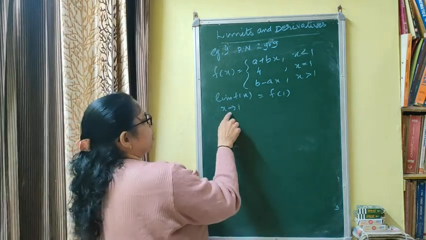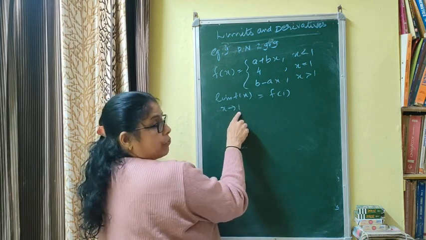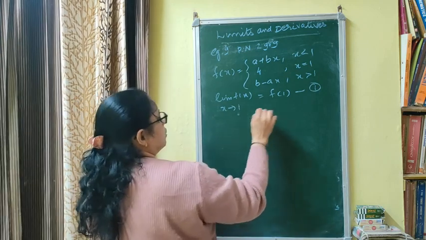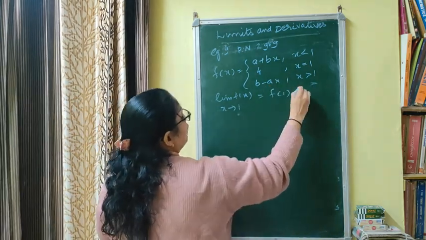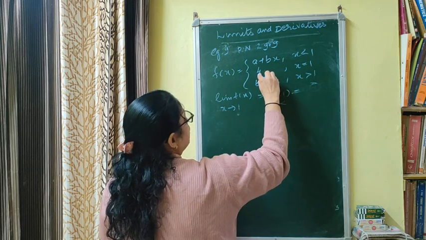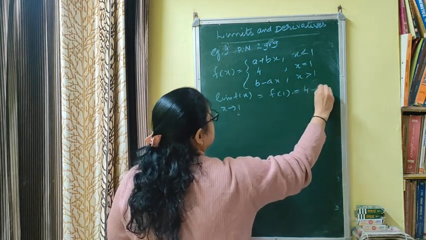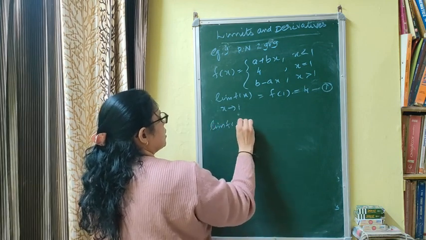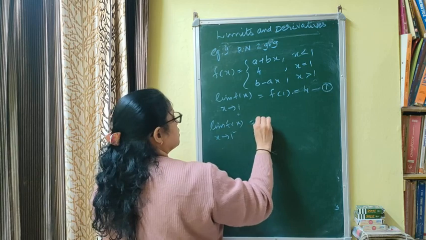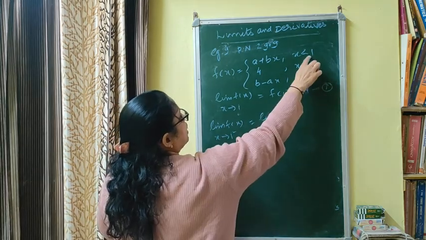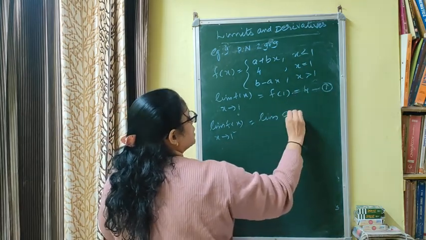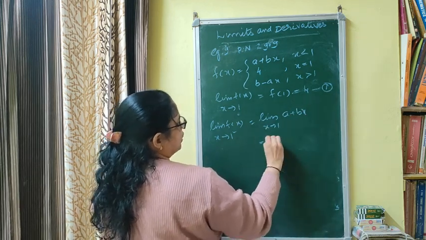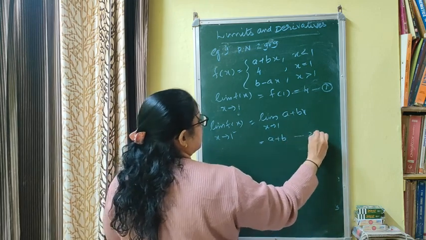Now, limit of f(x) as x tends to 1 means we have to find the left hand limit as well as the right hand limit. Now f(1): what is the value of f(1)? At x equal to 1, the value of f(x) is given as 4, so you can write this as 4. This is equation number 1. Now LHL: limit of f(x) as x tends to 1 minus is equal to limit as x tends to 1 minus. Which function will come? x less than 1, a plus bx. Now putting the value x equal to 1, you will get a plus b. That is equation number 2.